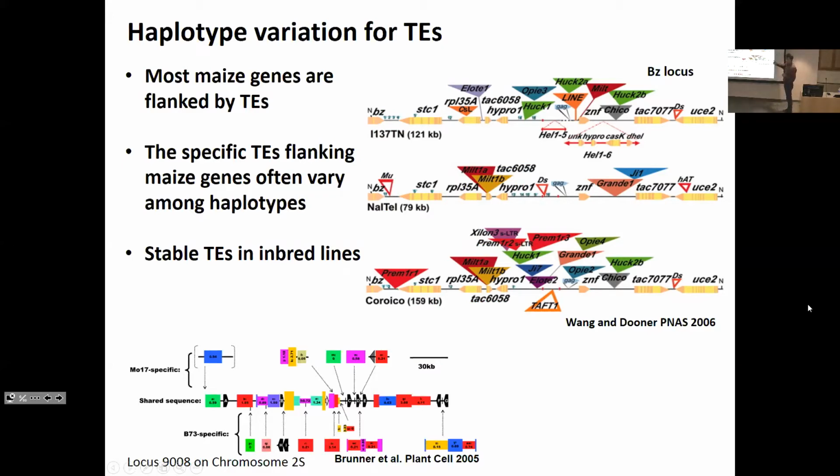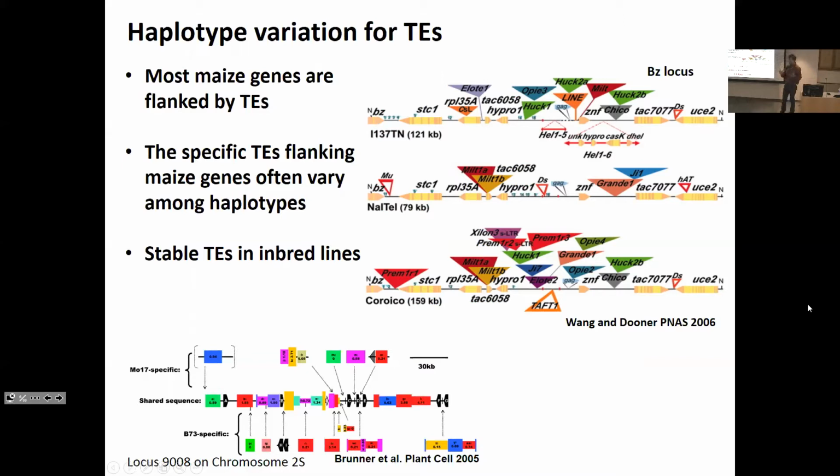So there's 2 things I want to point out. Number 1, if I pick a particular gene, so this gene here, TAX7077, it has different transposons inserted upstream of it in different haplotypes. And this is relatively common. I can find lots of other examples in both of them where the type of transposons inserted near a gene is different between different varieties, okay? So not only are these genes flanked by transposons, but they're often differing between different haplotypes.